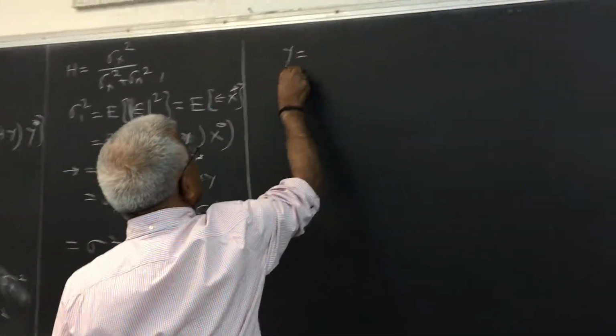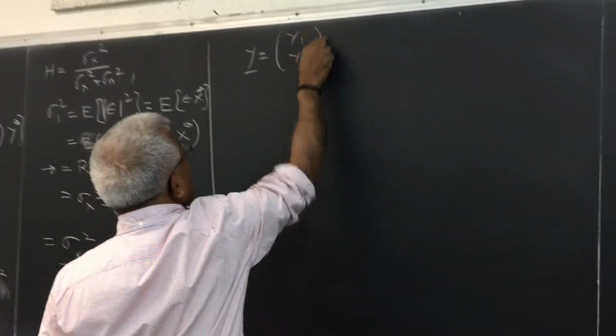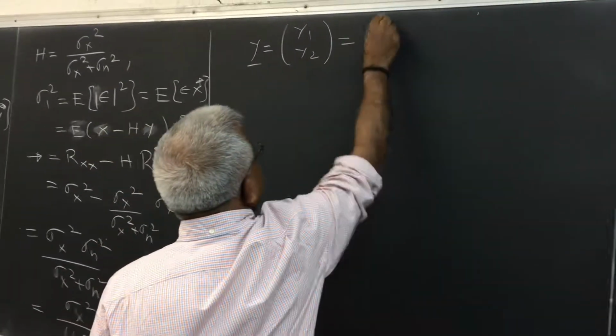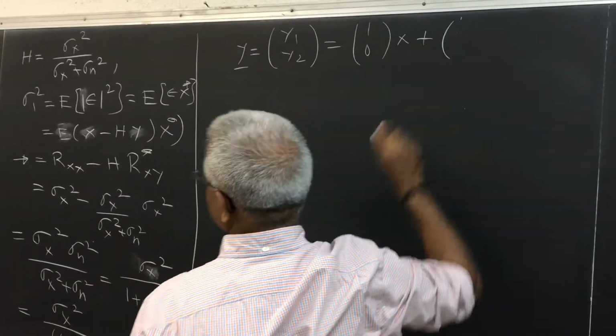So let's go to the second one. Here y is actually the two data sets, y1 and y2. Of course, you can write it in this manner.